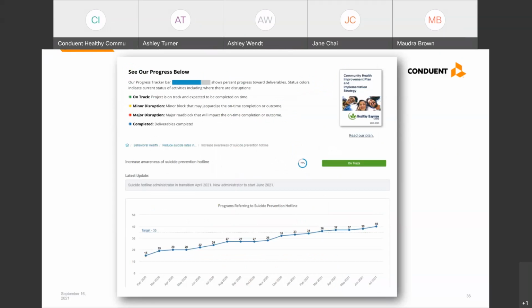So, for example, here we're showing a detailed view that tracks monthly referrals to a suicide prevention hotline, which was a metric for our behavioral health priority. Just a note here that many of our clients need to track both qualitative and quantitative data. This is especially true for emerging areas such as health equity, where performance measures may be more difficult to define. So in this example, you can see an update about the suicide hotline alongside qualitative data.